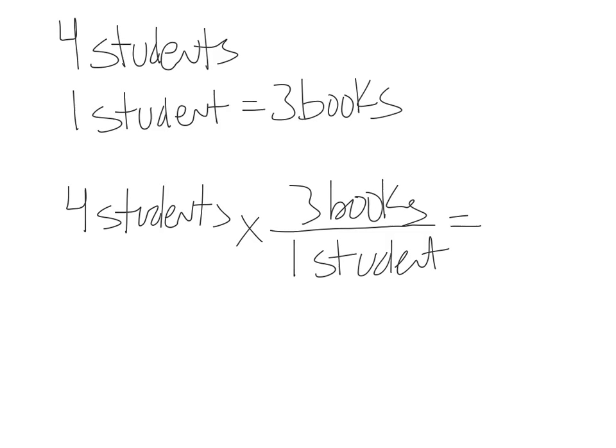And now all we really have to do is the math. And the math part would be 4 times 3. That's going to equal 12 over here. And student cancels out, leaving me with books. So I know my end result is 12 books. And that process right here is dimensional analysis. I've taken dimension of students, I've used a conversion factor, and I've converted it into the number of books that all 4 students have in total.